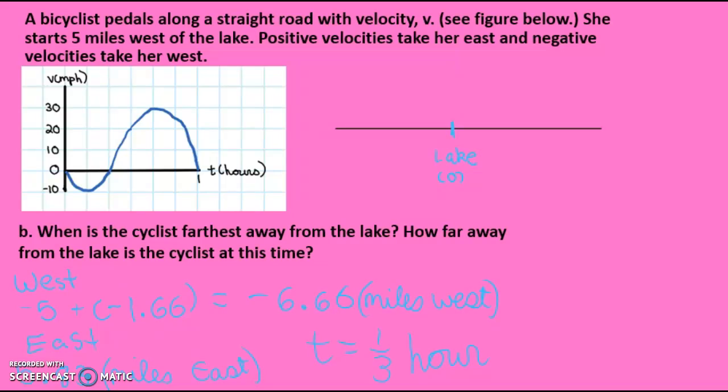This means the cyclist traveled 6.66 miles west of the lake, but they only ever traveled 5.83 miles east of the lake. Since 6.66 is greater than 5.83, t equals 1/3 hour, or 6.66 miles west of the lake, is the furthest the cyclist ever travels from the lake. So we can show here that 6.66 miles, I'll go ahead and rewrite it, is the furthest distance from the lake.